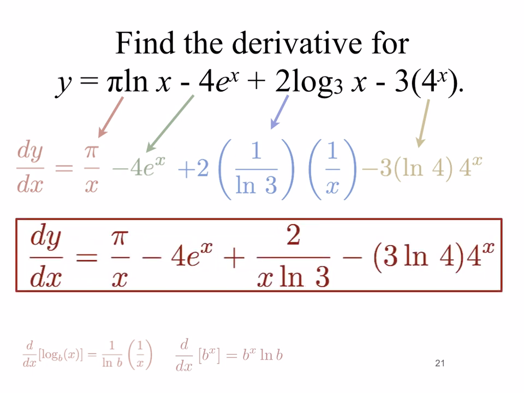So we get finally, after simplification, that dy/dx is equal to pi over x minus 4e to the x plus 2 over x ln 3 minus 3 ln 4 times 4 to the x.